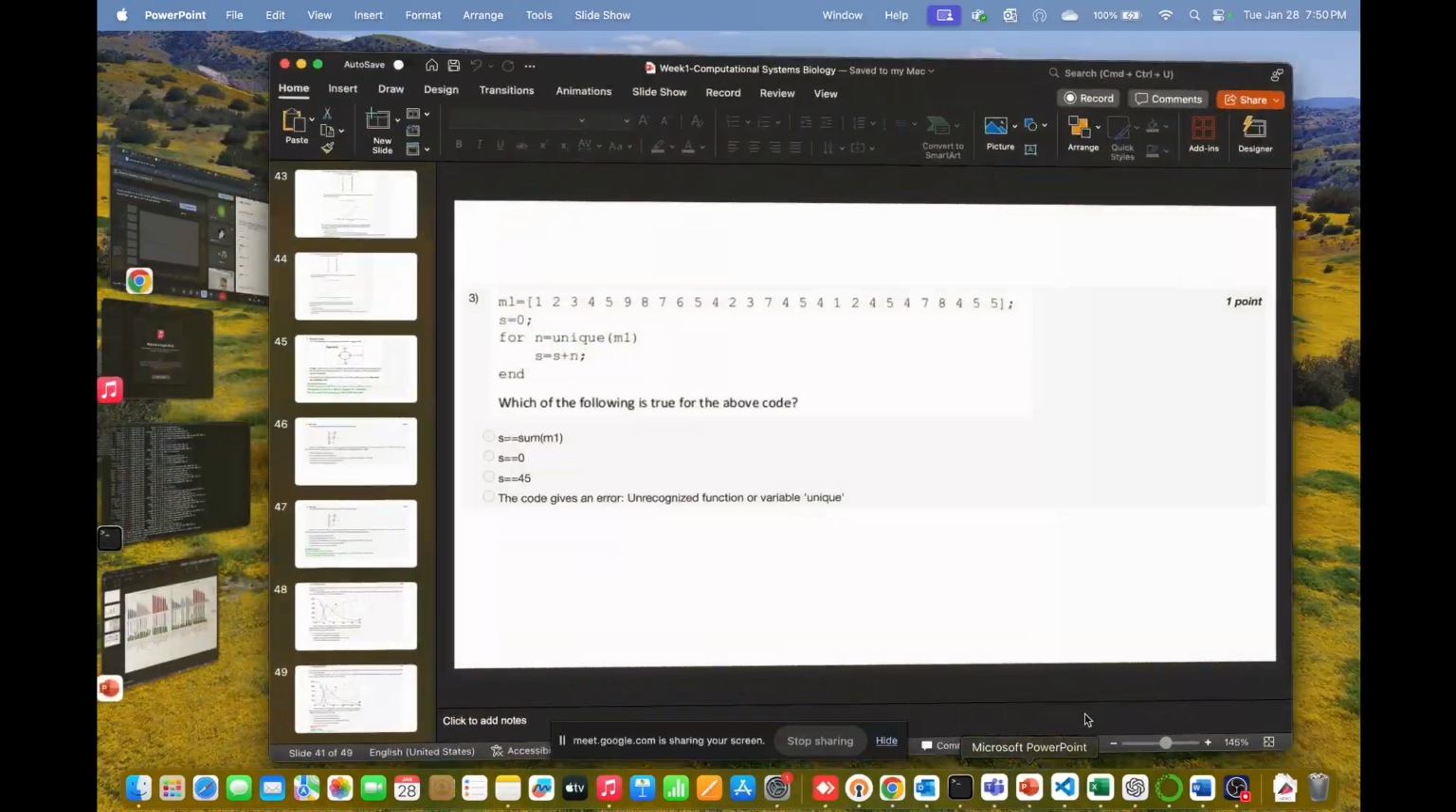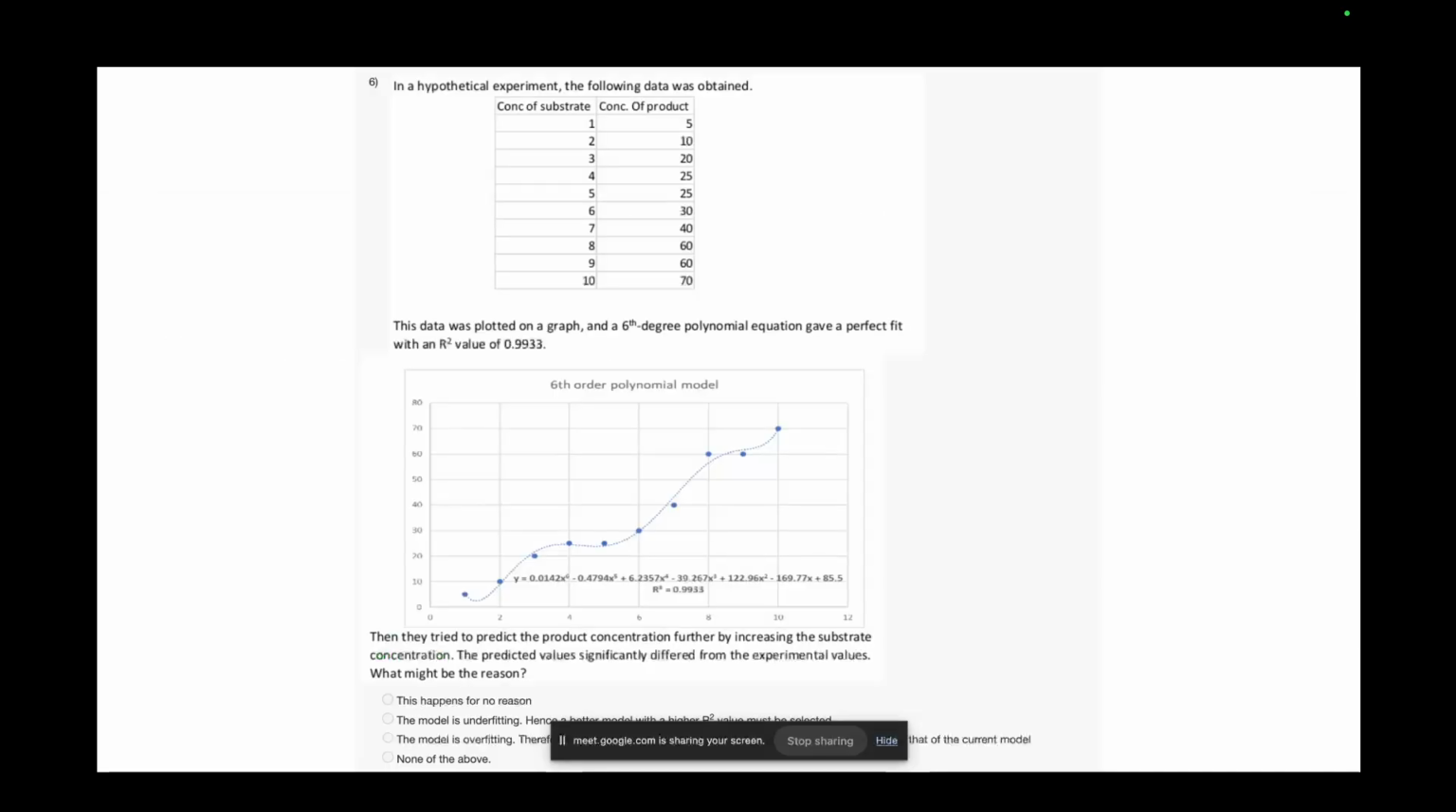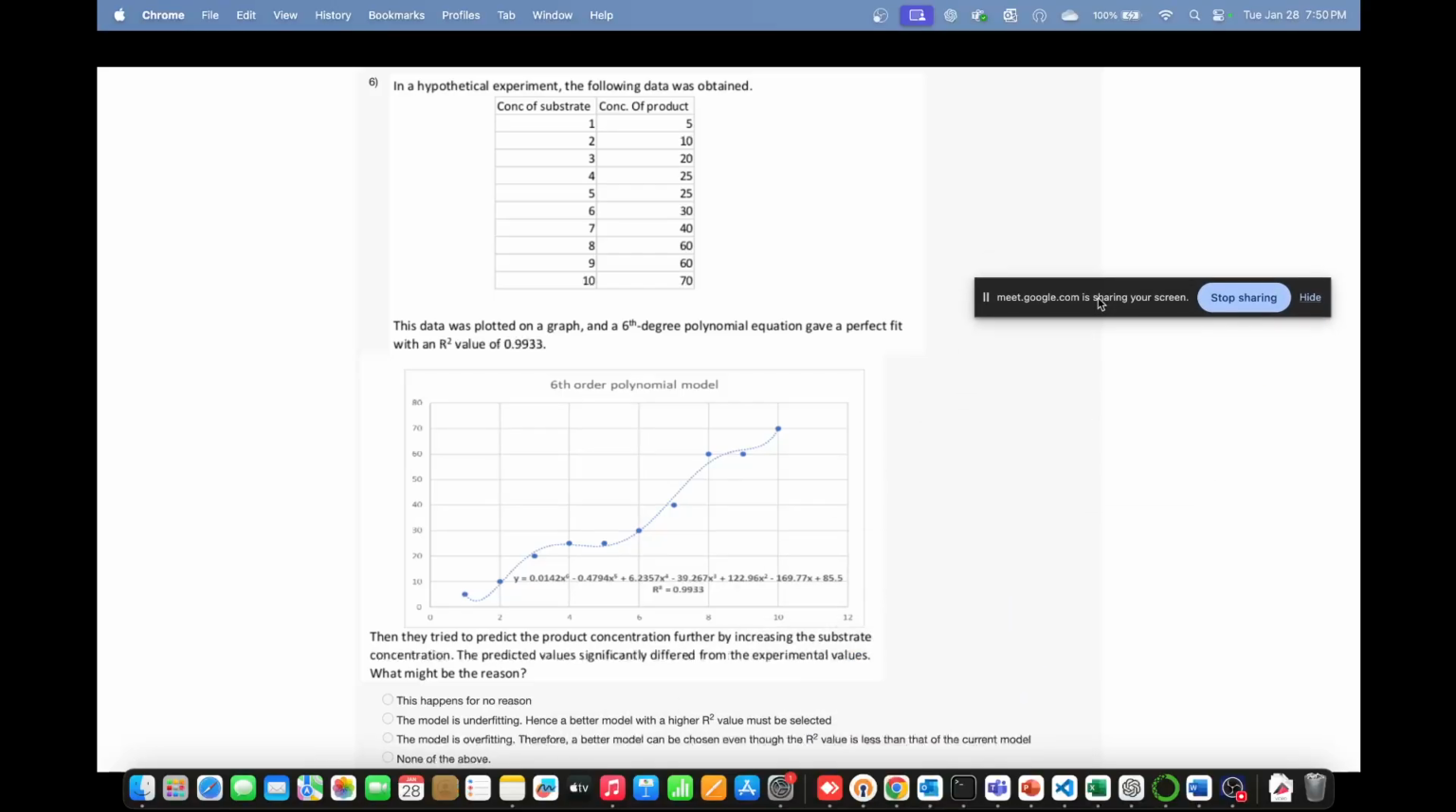Yeah. The correct answer is 45. So basically, we have to take the unique elements in this particular array, which is basically 1, 2, 3, 4, 5, 6, 7, 8, 9, and just add up. It's 45. Yeah. Okay. So I hope you can see this.